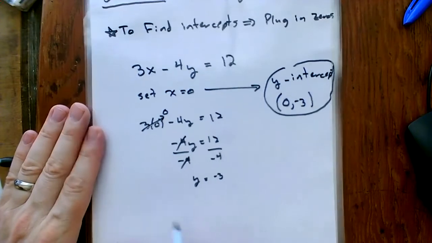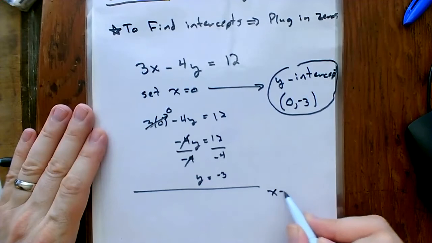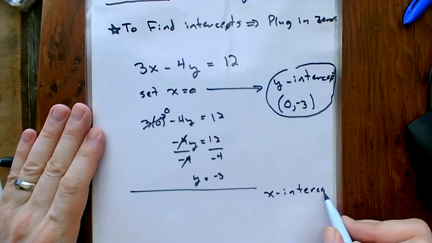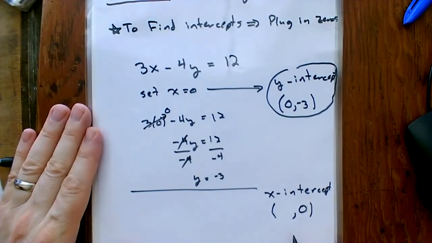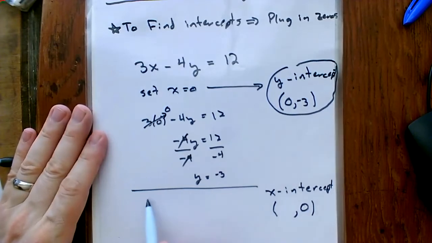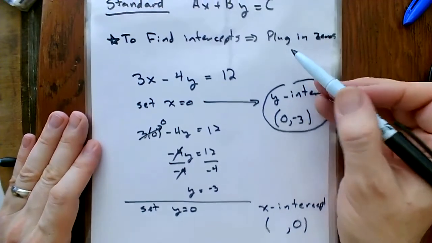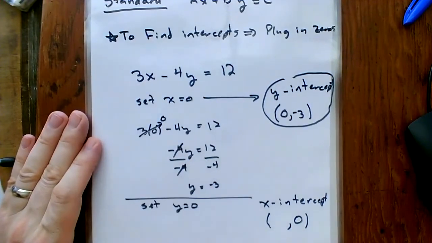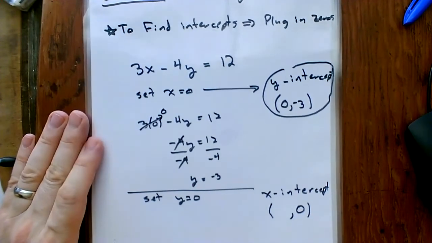Now, next we can find our x-intercept, where this crosses the x-axis. Everywhere on the x-axis, y is equal to 0. So to find this, I just set y equal to 0. Notice up here when I said to plug in zeros, I couldn't do both at the same time. If I did, I would have 0 equals 12, and 0 does not equal 12.